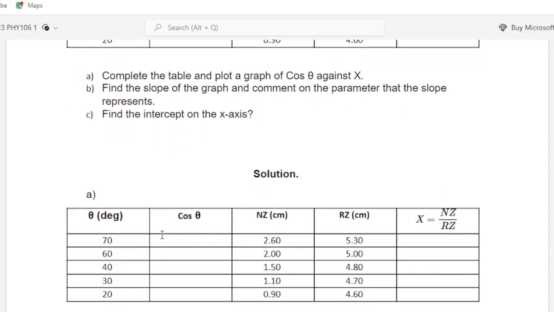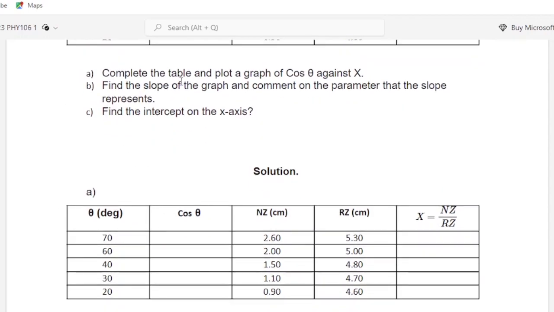So I'll come to this. The A part says, complete the table and plot a graph of cos theta against x. Your first task here is to recreate the table as I've done here. They say we should complete the table. To complete this table, simply fill in these missing columns. So you fill in the columns for cos theta and then also for x. Let's start with cos theta.